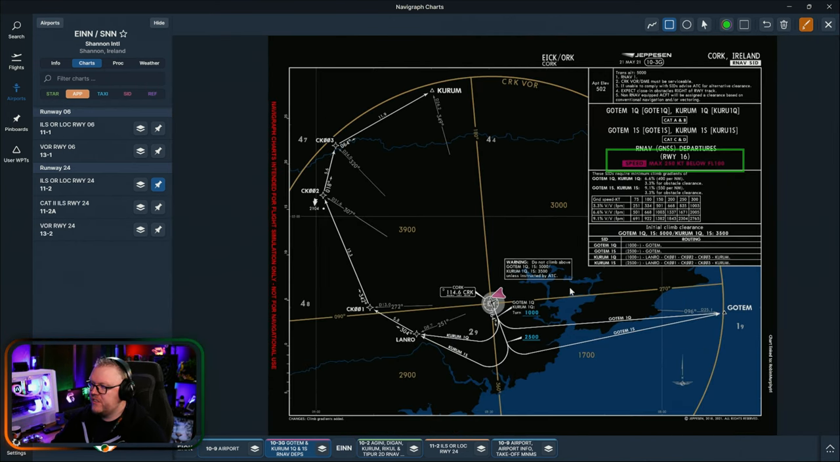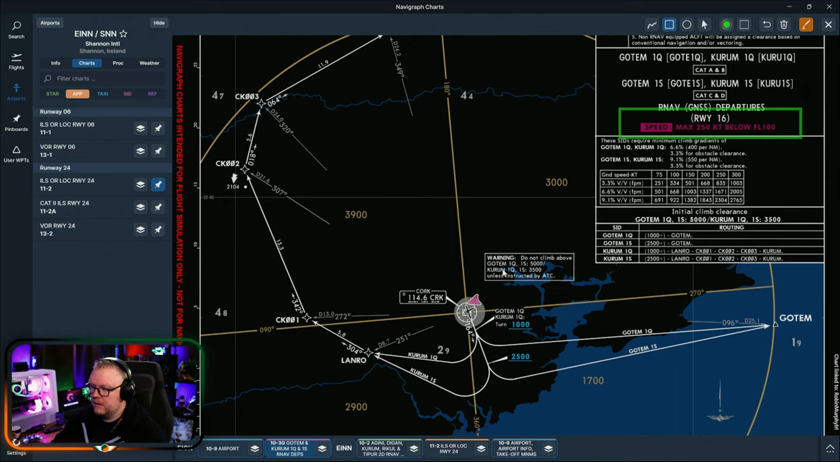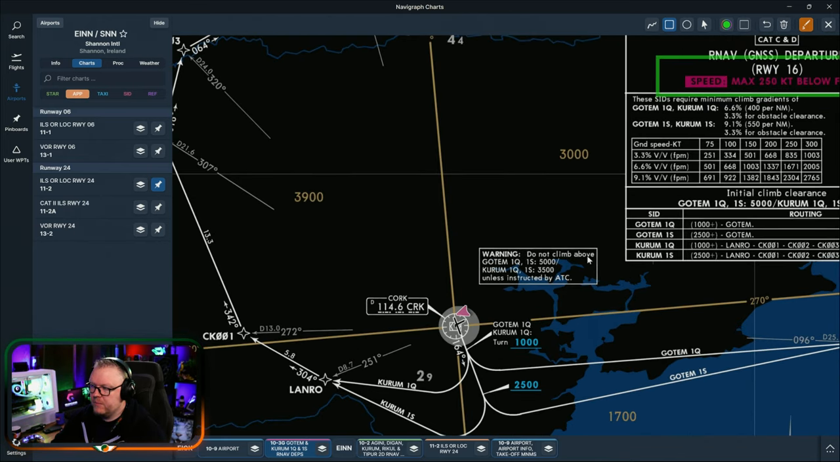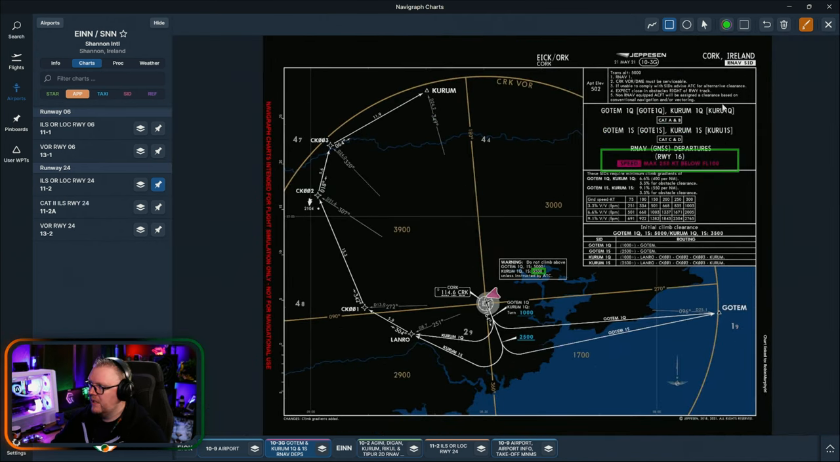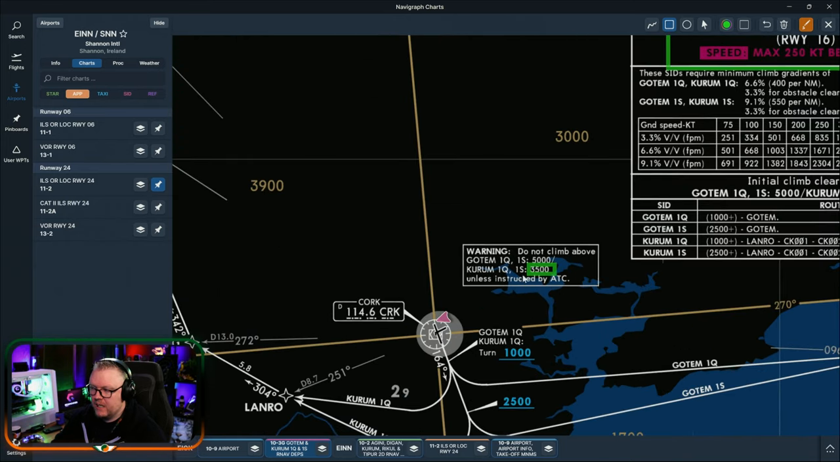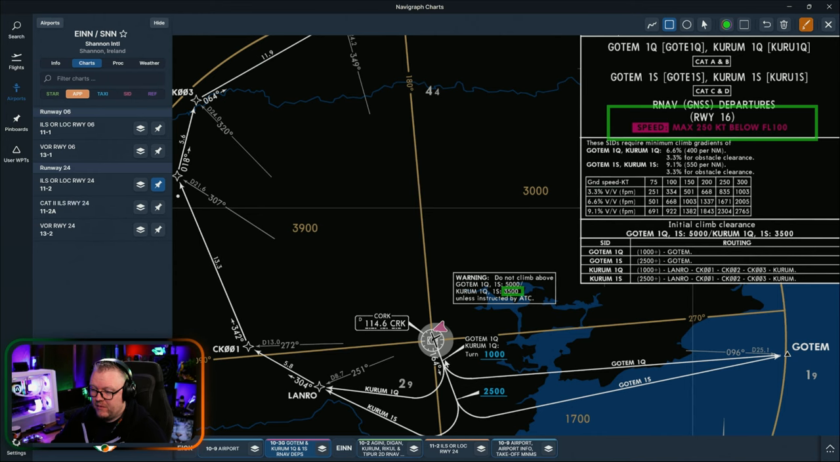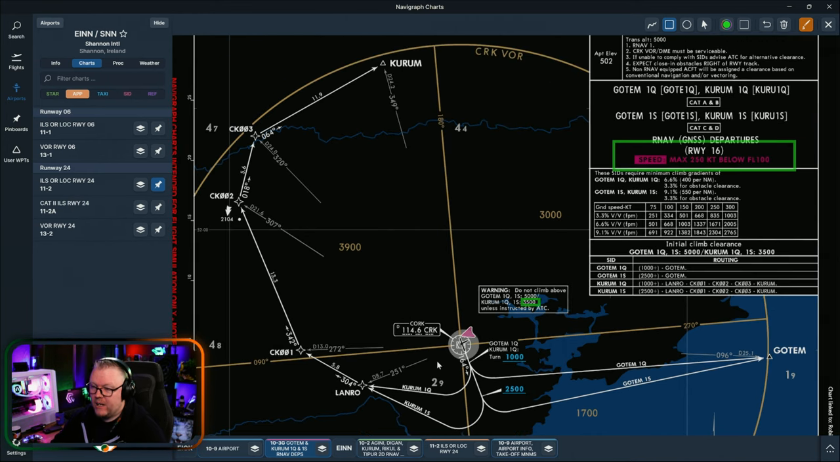Let's have a look at what we have to do here because it says warning. Ooh. Do not climb above, look at this, we're on the Curramone Quebec, do not climb above 3,500 feet unless instructed by ATC. Well, ATC, we don't have ATC. So in this case, we know that we're going to be climbing to probably 5,000 or 6,000 feet. But if ATC was online, they'd more than likely tell you, by the way, follow the SID. And how do we follow the SID?